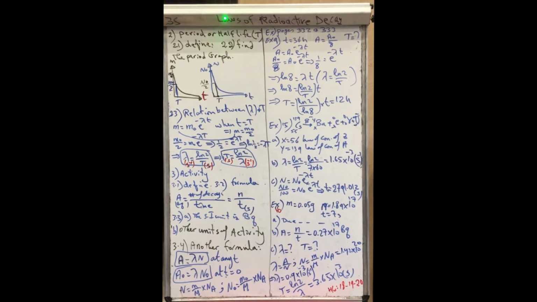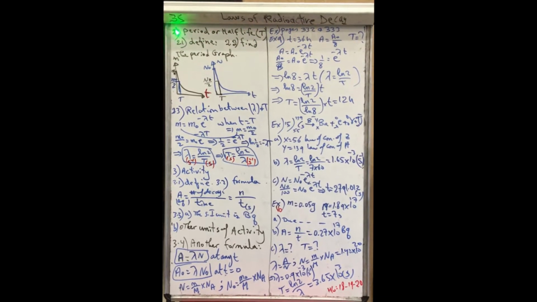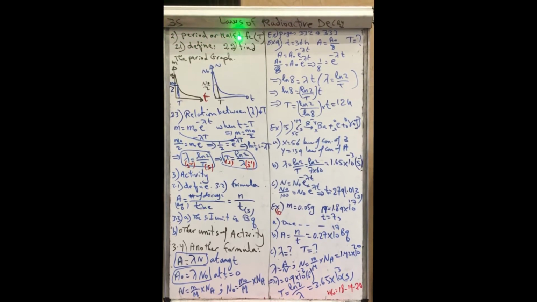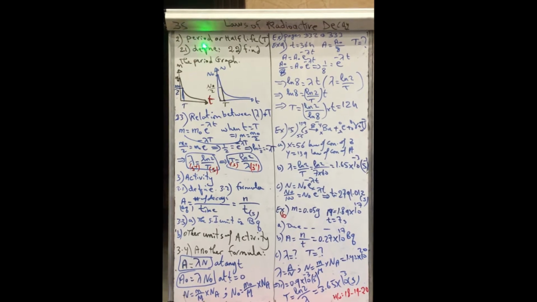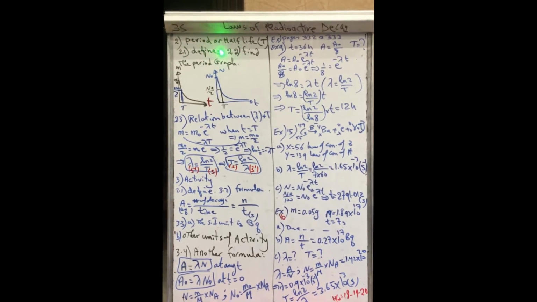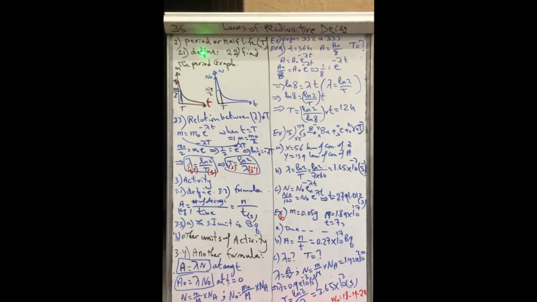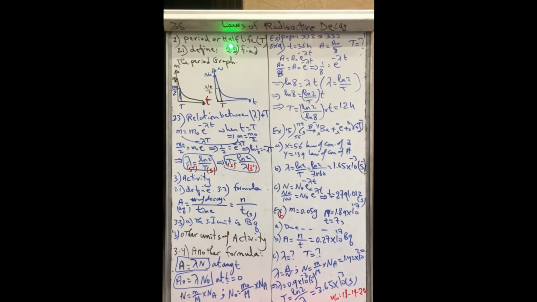We are going to continue laws of radioactive decay, second part of the lesson. Next point, period or half-life. Period or half-life is defined as a constant interval of time after which the mass becomes half its initial value. Mass or nuclei or activity becomes half its initial value, no matter.